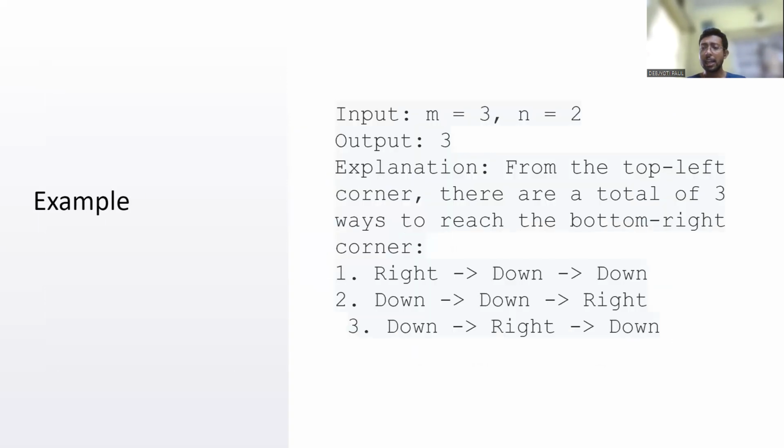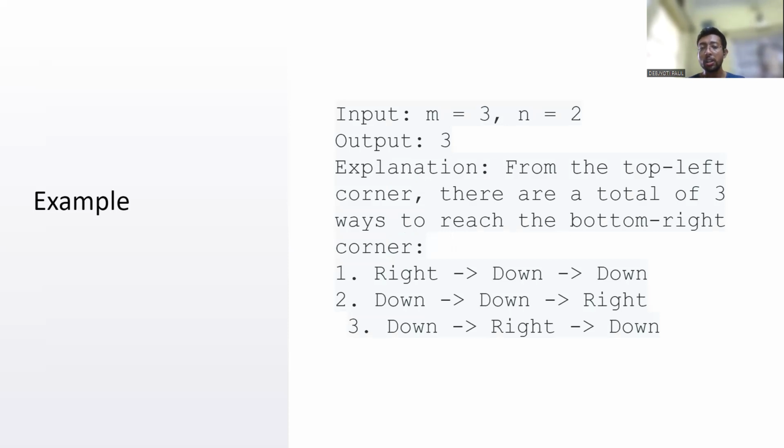So let's take an example and see how this works. Suppose the input was given m equal to 3 and n equal to 2, with 3 being the number of rows and 2 the number of columns. How many ways can we do that?